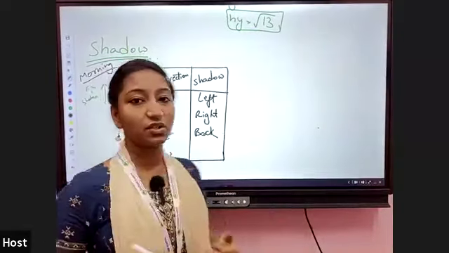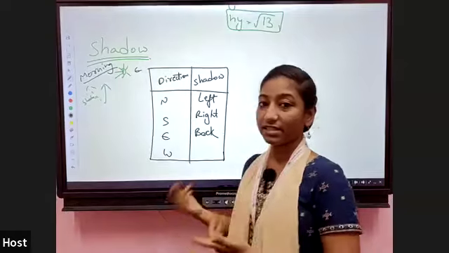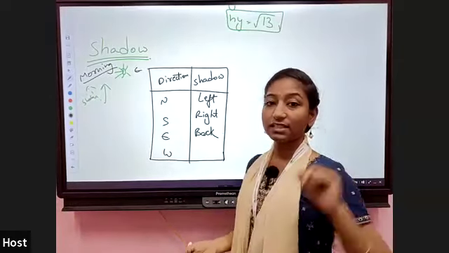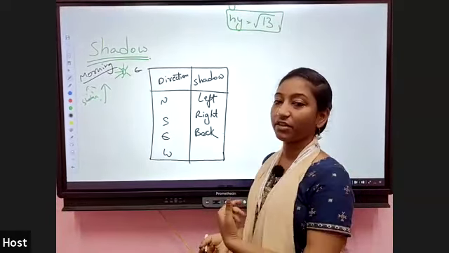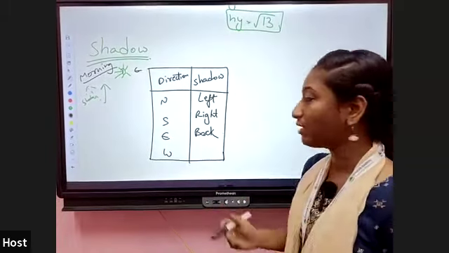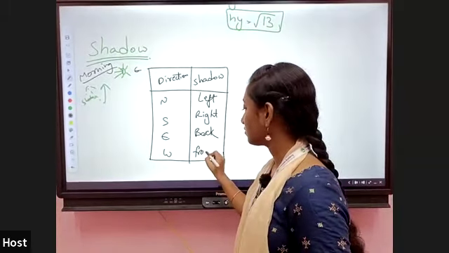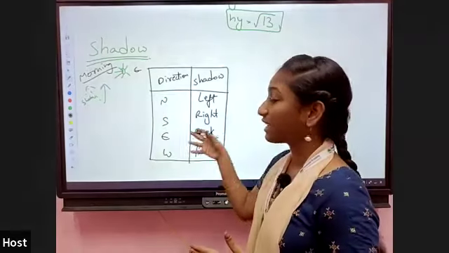Next, we are facing the west. When we are facing the west, the sun is at our back side. Our shadow will form at our front side. So these are the directions.